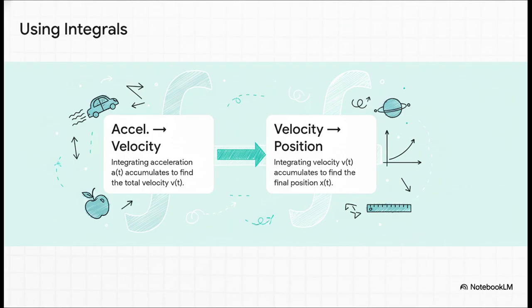By integrating acceleration over a period of time, we're basically adding up all those little changes in speed to find out the total velocity. Then you integrate the velocity, and you're adding up all the little changes in location to find out where you ended up. Just like that, we've climbed right back to the top.